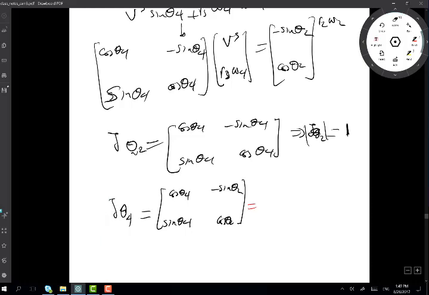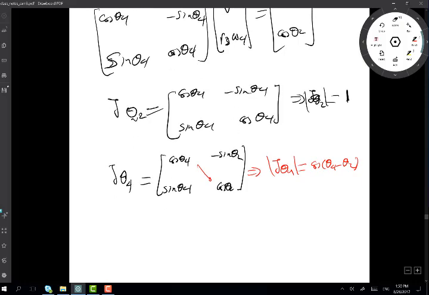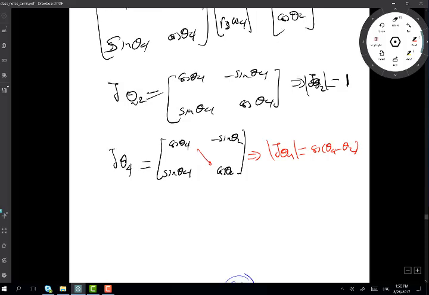And over here, the determinant of this Jacobian is equal to cosine times cosine, minus sine times sine, which will be added. So this will be cosine of the difference, theta 4 minus theta 2, because you get two cosines plus two sines, which is cosine of the difference.